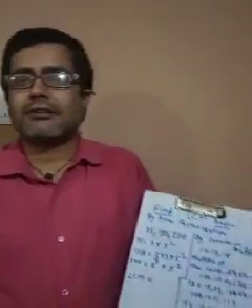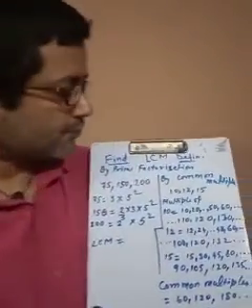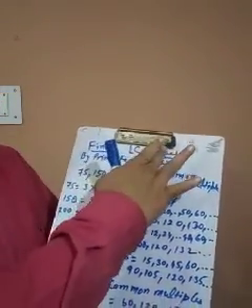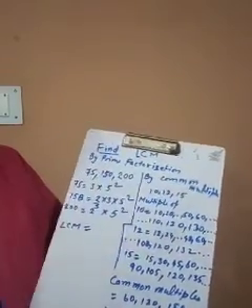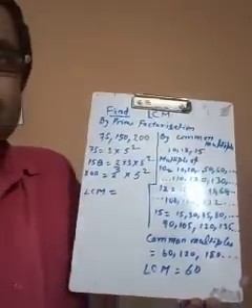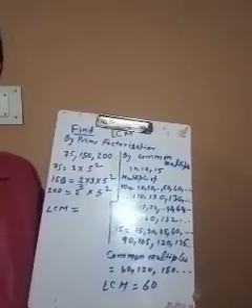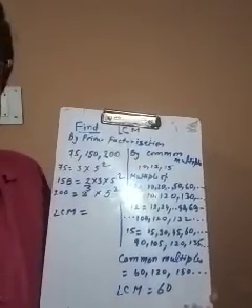For LCM we will go through multiple methods. The first is the prime factorization method, then the common multiple method, then the common division method or division method. First, I take one question for LCM: find the LCM by prime factorization of 75, 150 and 200.